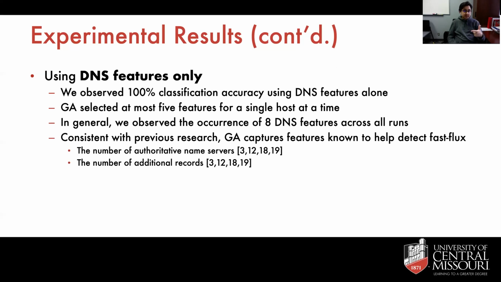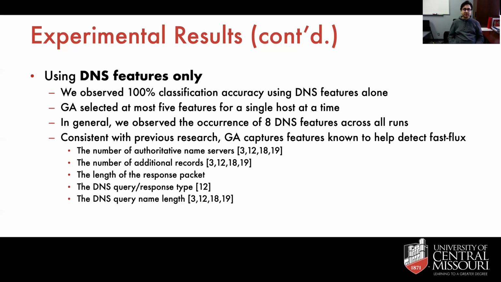We observed several research papers which also use this particular feature. The number of additional records, the number of records returned in the DNS response, is also a feature that is considered by several papers. The length of the response packet, this again has to do with what I just mentioned on the UDP side. The length is going to vary between malicious and benign hosts, but this feature itself is not necessarily going to be the most reliable piece of information for fast flux detection. The DNS query response type, basically what kind of queries are being made? Is it a record A, record quadruple A?